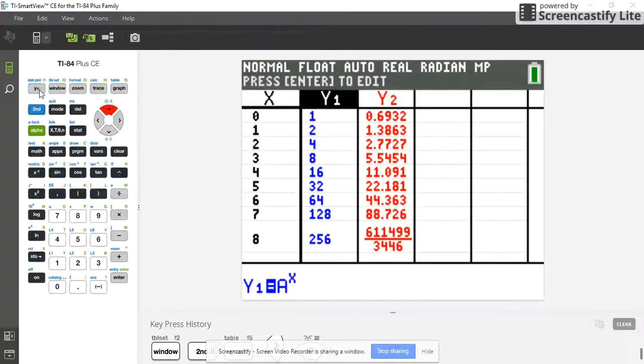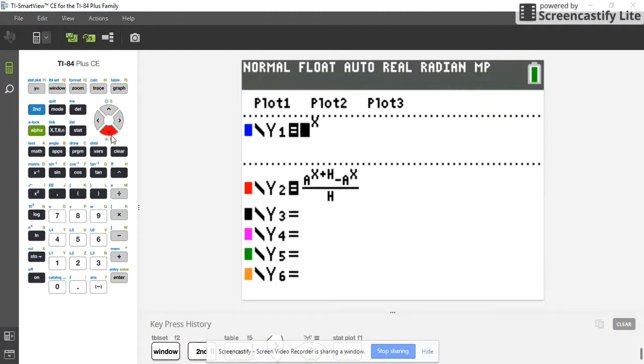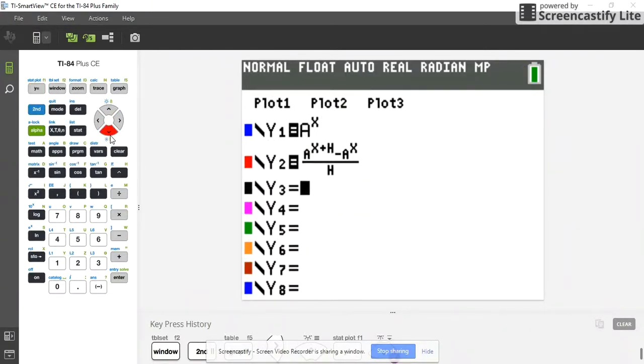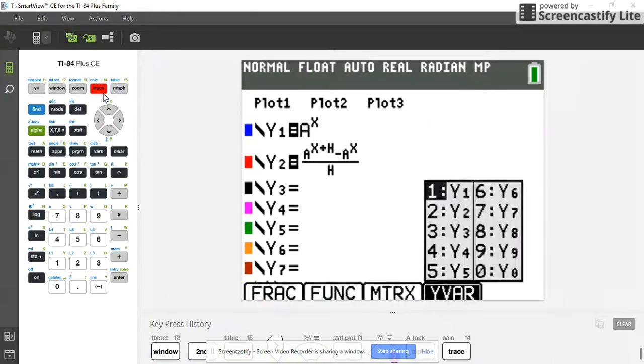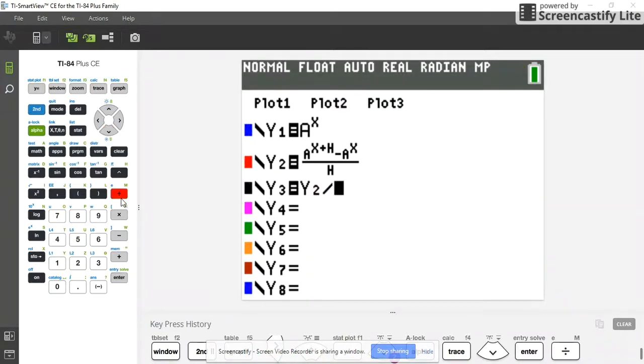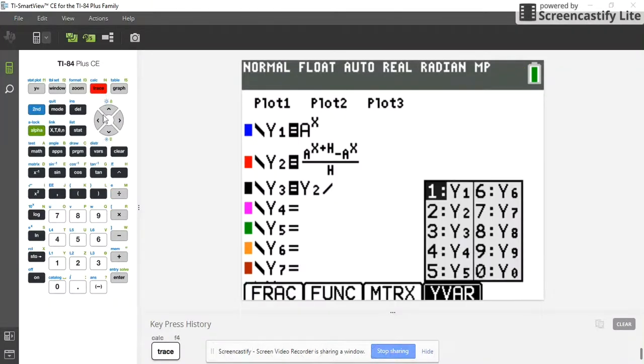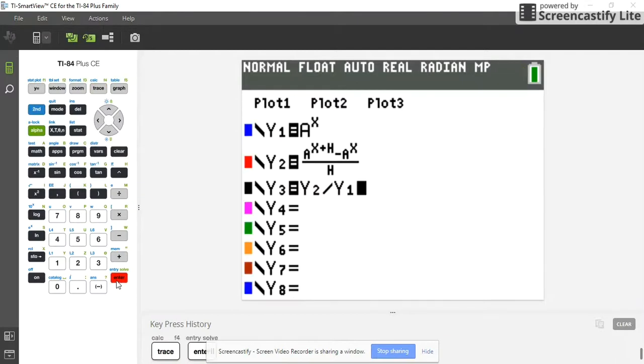And to do that, we're going to go back to y equals, and we're going to create y3. And y3 is going to be the ratio of 2 to the x and its derivative. So we're going to make y3 equal to the y2 function divided by the y1 function. To get the y's to appear on the screen, we have to go to alpha, and then we're going to hit the trace button. When we do so, all right, we see y2, so we'll hit enter. And we're going to divide the derivative of 2 to the x by 2 to the x. So I'm going to go alpha trace again, and this time I'll pick y1. And I'll hit enter. I'm going to go back to my table, so second table.